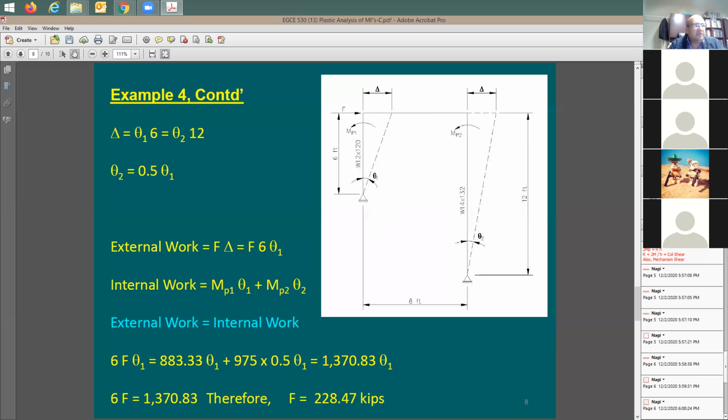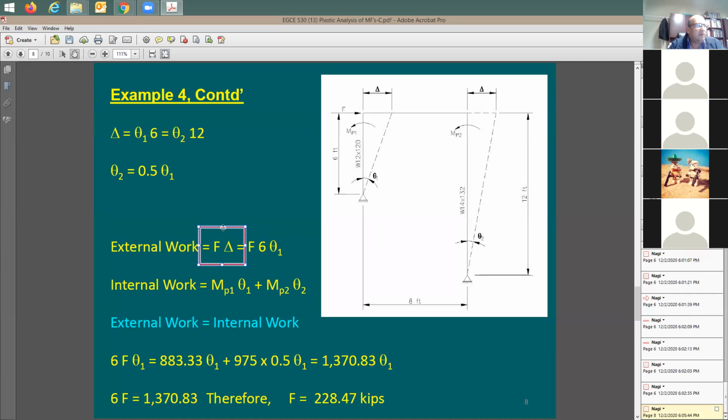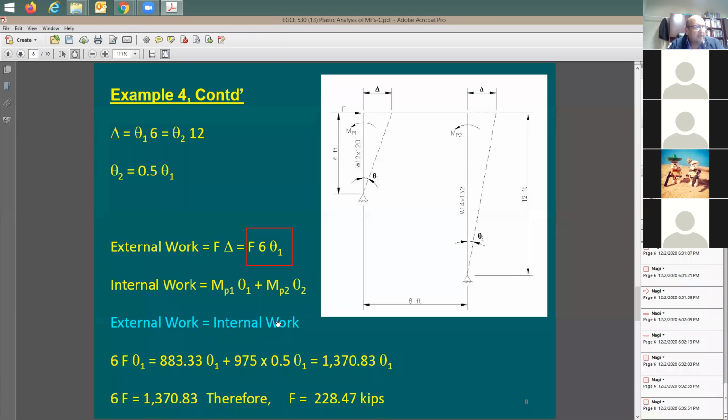Now let's look here at the external force. I have one external force, and an amount of delta. Therefore, the external work is going to be equal to F times delta. And this delta is going to be equal to 6 theta 1. And here we go, here's the external work. Good. Simple. How about the internal work?